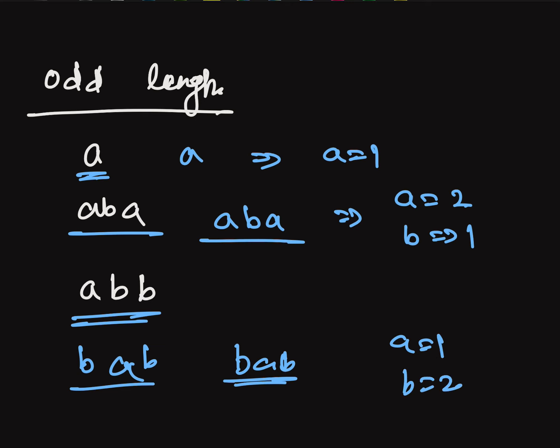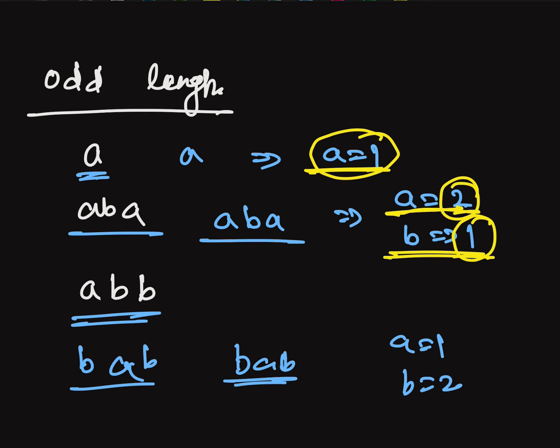Now one thing you can observe for an odd length palindrome string is that only one character has an odd frequency, and it can be any character. Here the frequency of A is 1. For the next example, the frequency of B is 1, but every other character has an even frequency. For the third example also, the frequency of A is odd, but the others are even.